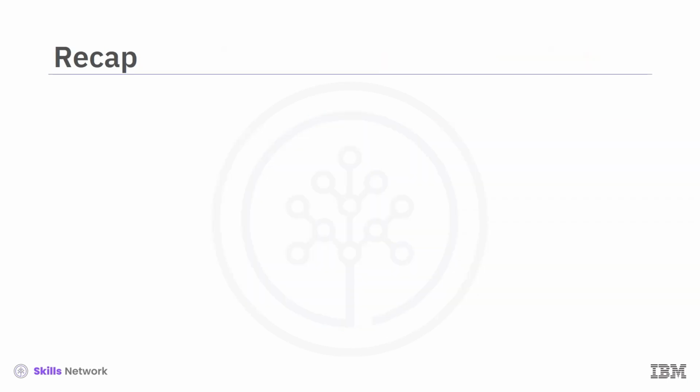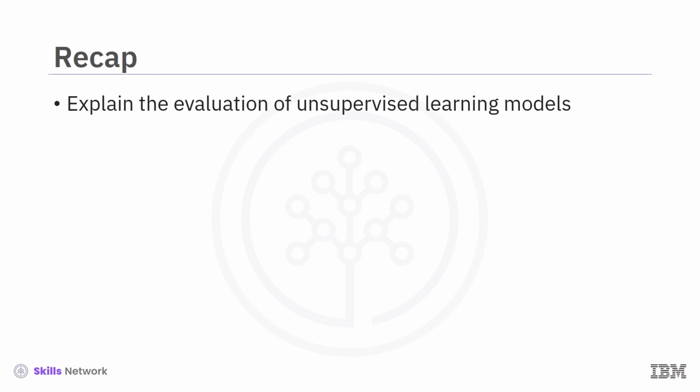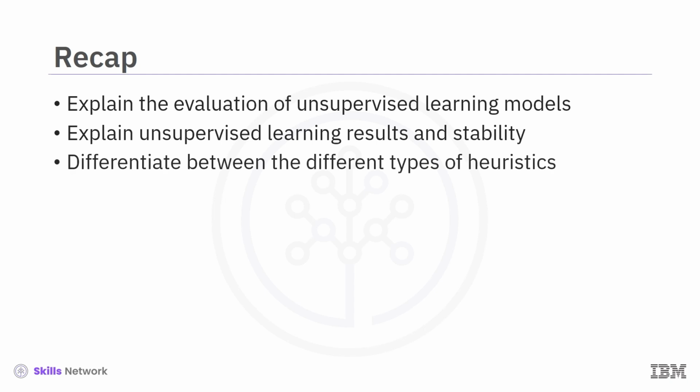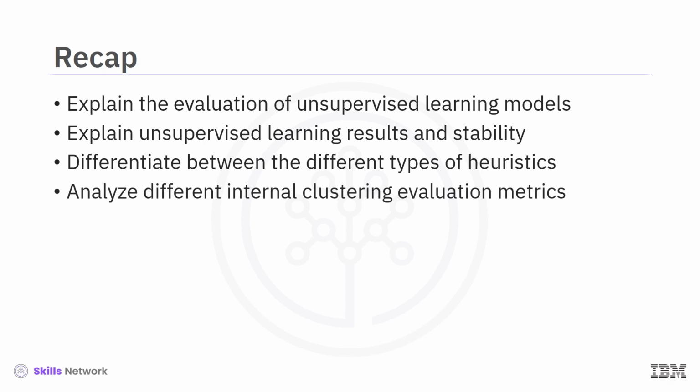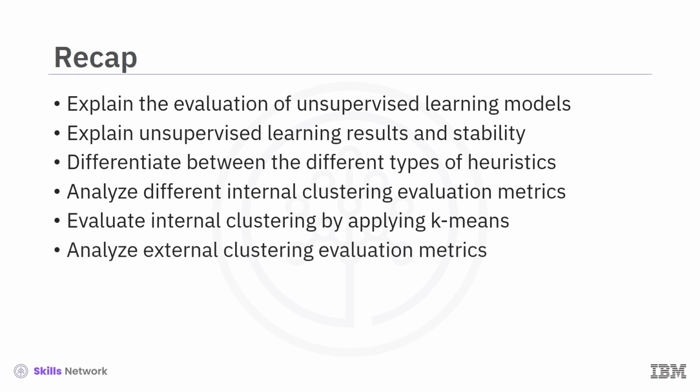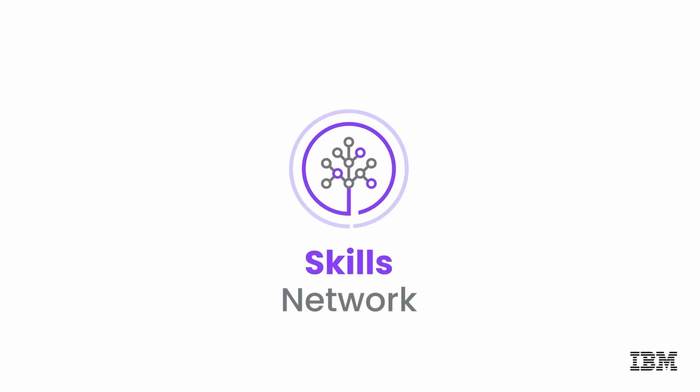In this video, you learned to explain the evaluation of unsupervised learning models and their role in assessing the quality of patterns and models. Explain unsupervised learning results and how stability ensures that models perform consistently. Differentiate between the different types of heuristics and how they evaluate cluster quality. Analyze different internal clustering evaluation metrics such as silhouette score, Davies-Bouldin index, and inertia. Evaluate internal clustering by applying k-means to simulated blobs. Analyze external clustering evaluation metrics with the adjusted Rand index, normalized mutual information, and Fowlkes-Mallows index. Evaluate dimensionality reduction with explained variance ratio, reconstruction error, and neighborhood preservation.